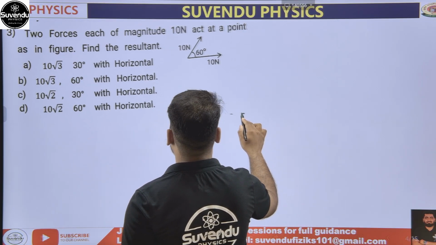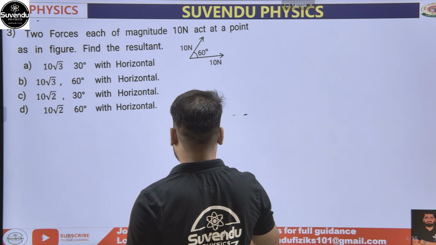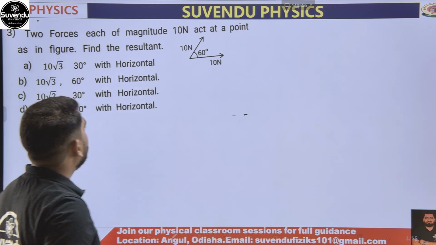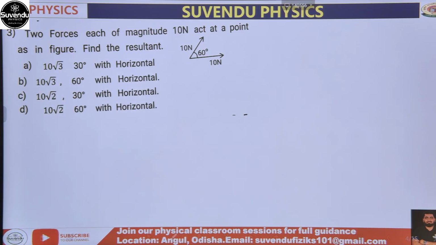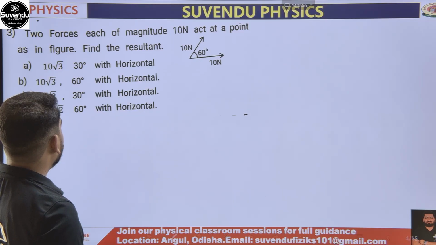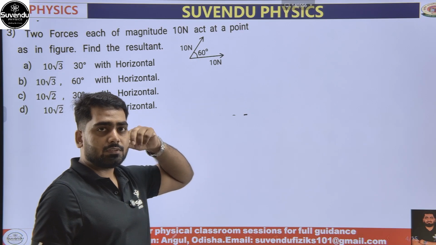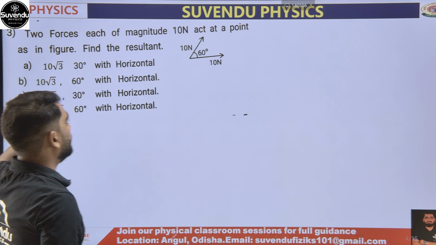Question number 3. Two forces, each of magnitude 10 Newton, act at a point as in the figure. Find the resultant. What is the angle between the two vectors? 60 degrees. Theta is 60 degrees.